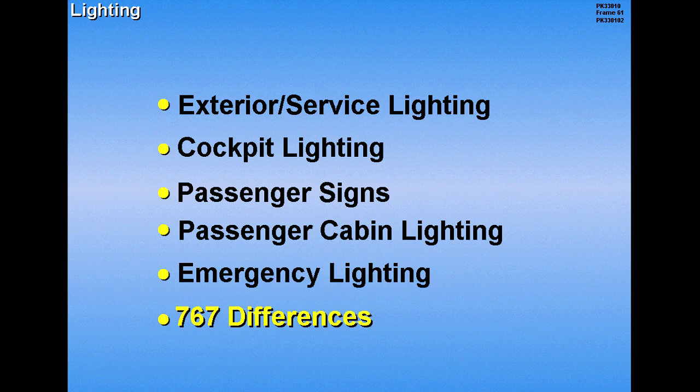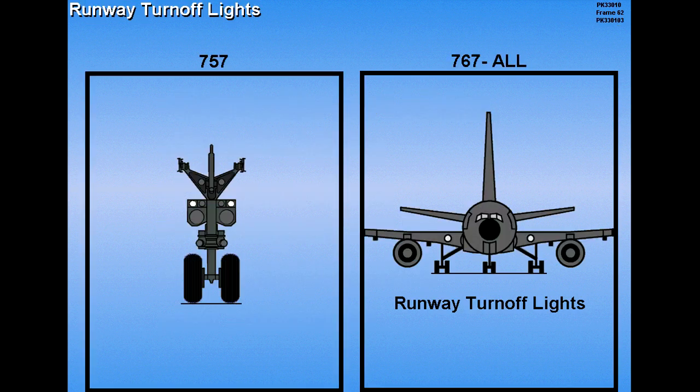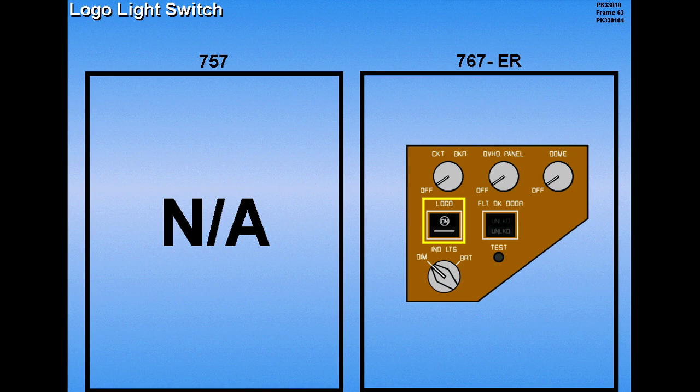The final section will cover 767 differences. On all 767s, the runway turnoff lights are located in the wing fairing. The ER has a logo light switch located on the right side of the overhead panel.